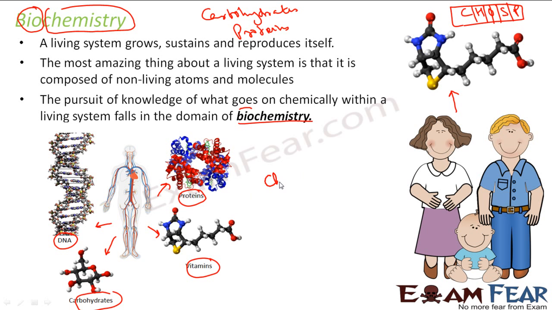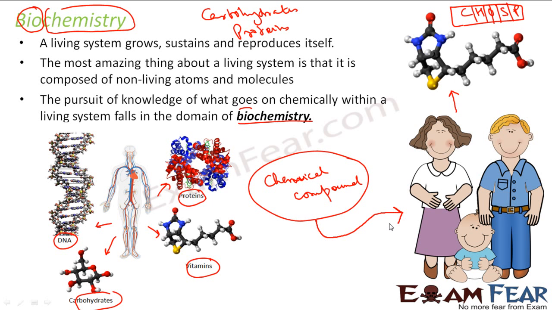So chemical compounds which don't have life at all give you a living human being. It's a mystery actually, right? It's quite strange. How come a chemical compound gives birth to a human or a living organism? Biochemistry is the branch of science which deals with all these. It deals with the knowledge of what goes on chemically within a living system, because we are made up of chemicals. Biochemistry helps us to understand this.